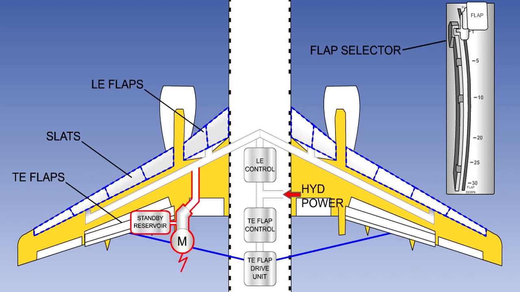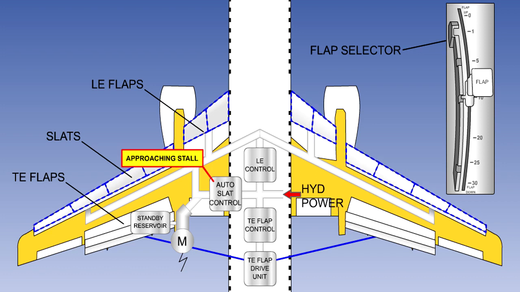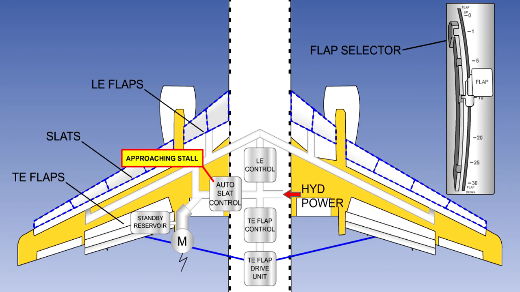Alternate operation of the leading edge devices may be by a standby hydraulic system, or, in the case of those powered by air turbine motors, an electrical standby system. Depending on the aircraft type, it may or may not be possible to retract the leading edge devices by the alternate system. Some aircraft types have an auto-slat system, which will automatically extend the slats from the intermediate position to the fully extended position if the aircraft approaches the stall angle of attack and the slats are not already fully extended.